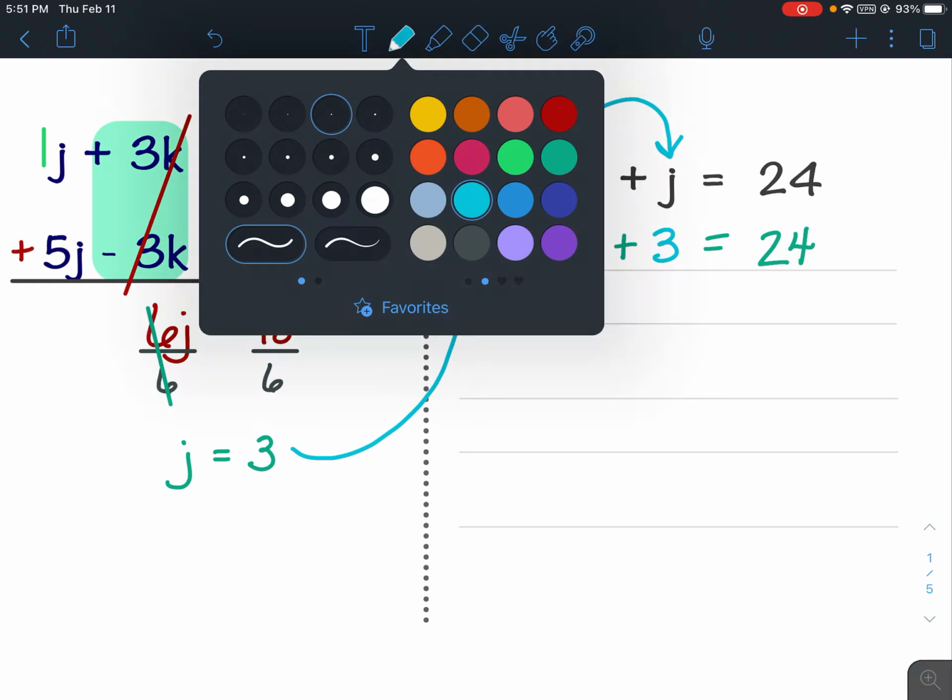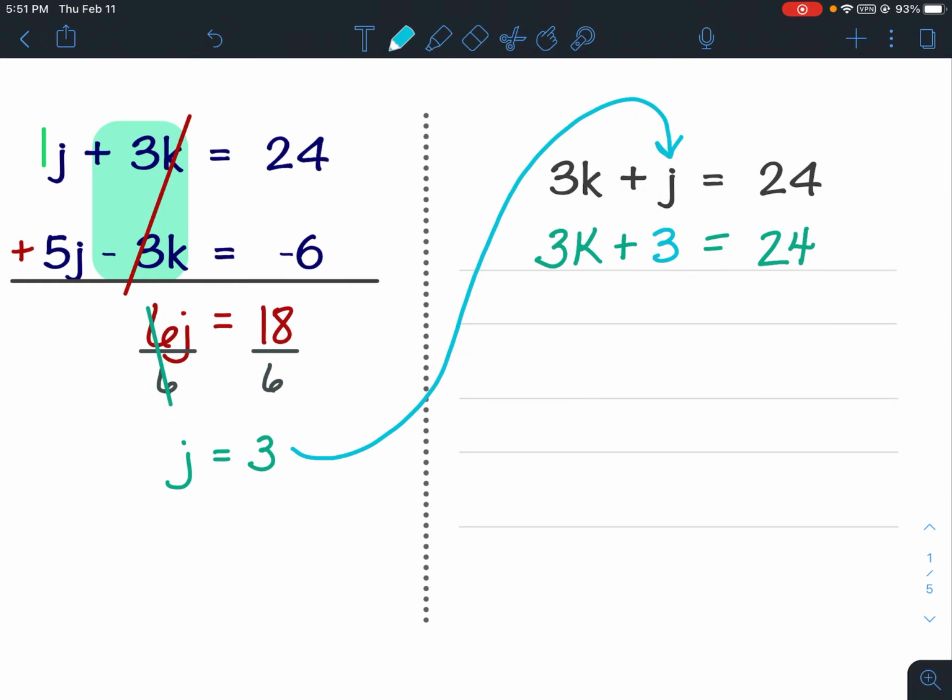And now we have a two-step equation. Box my variable term. I'm going to subtract 3 from both sides. Bring down the 3k. 24 minus 3 is 21.